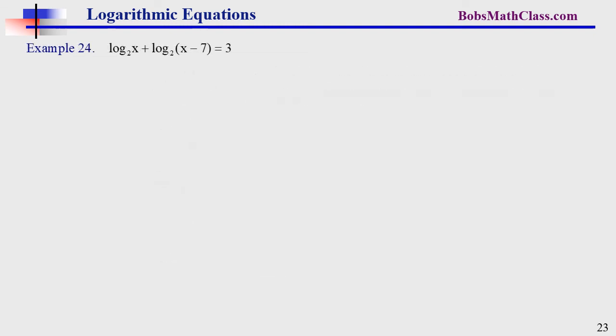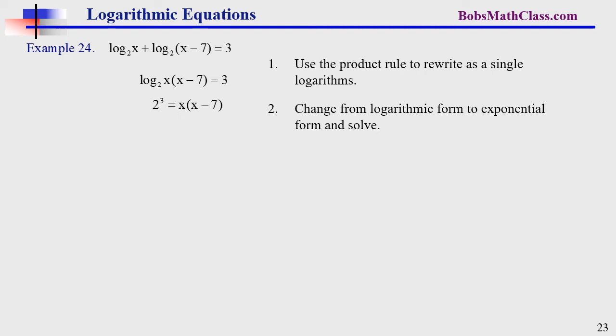All right, product rule or quotient rule. It's got a plus in the middle. Yeah, product rule. So that's log of x times x minus 7 base 2 equals 3. Change it to exponential form. So 2 to the third equals x times x minus 7. 2 to the third is 8, and then distribute on the right, that's x squared minus 7x.